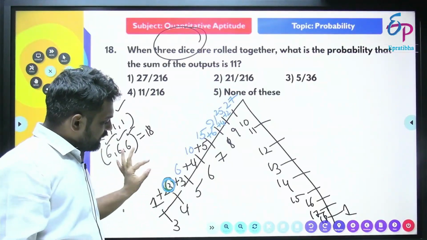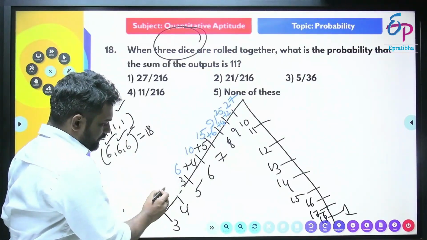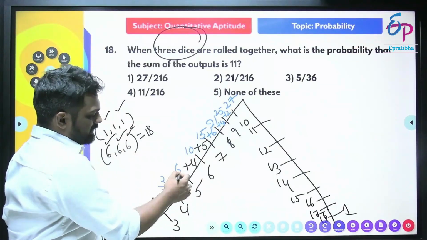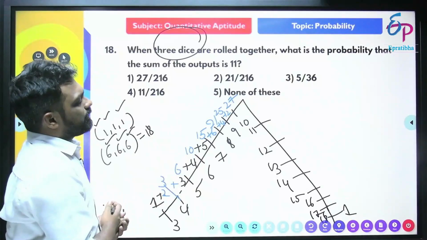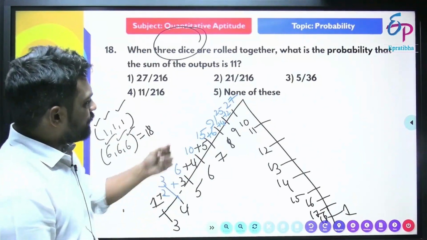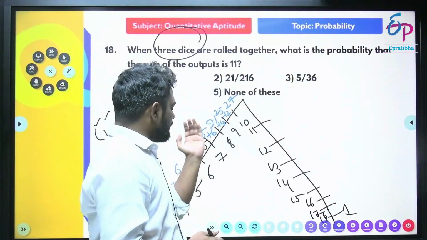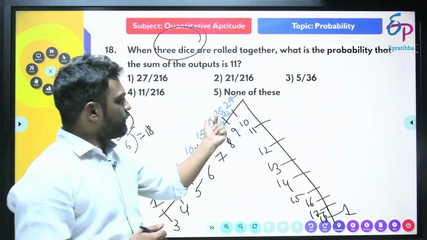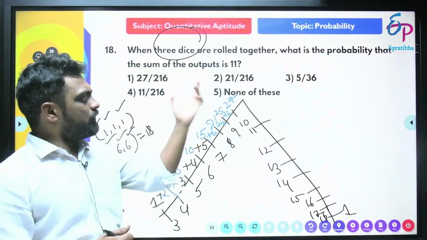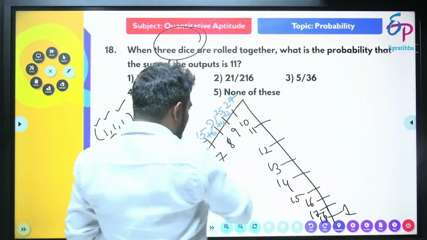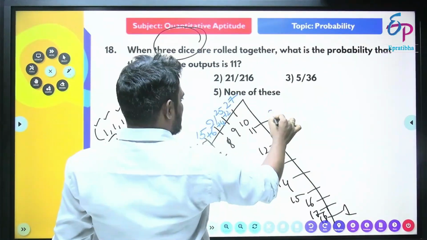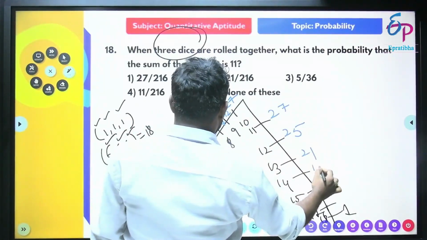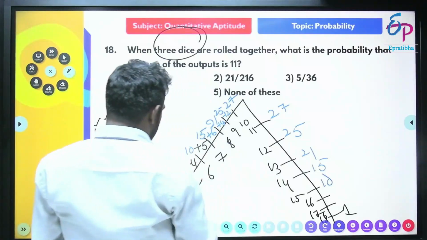So 1 plus 2, 3. 3 plus 3, 6. 6 plus 4, 10. 10 plus 5, 15. 15 plus 6, 21. Here 2, 3, 4, 5, 6, it is clear. Then plus 4, plus 2. 21 plus 4, 25. Then 25 plus 2, 27. From here to here, we have to write 27. Here it is 25. Here it is 21. Here it is 15. Here it is 10.